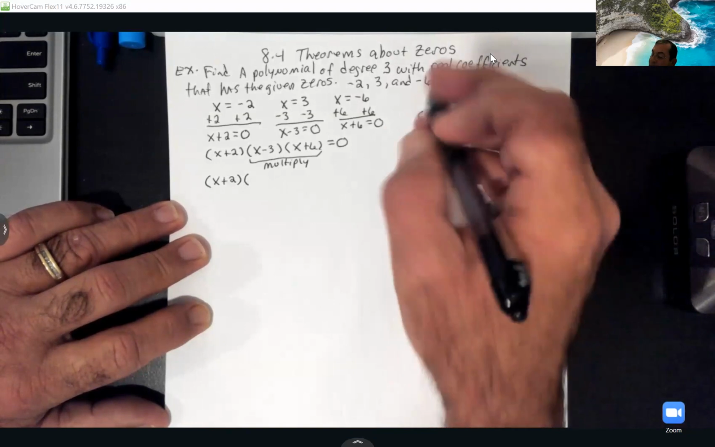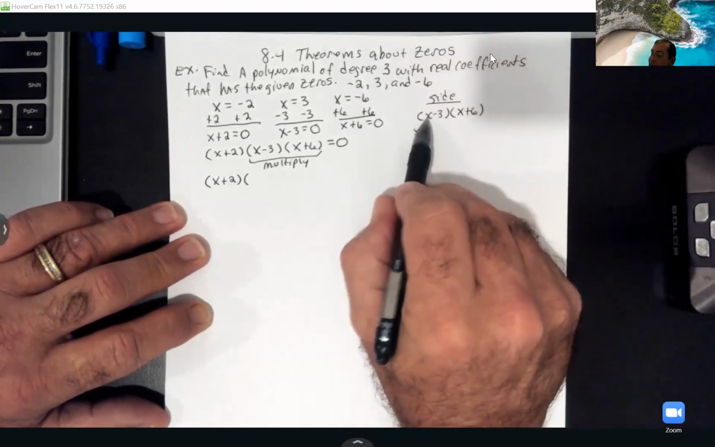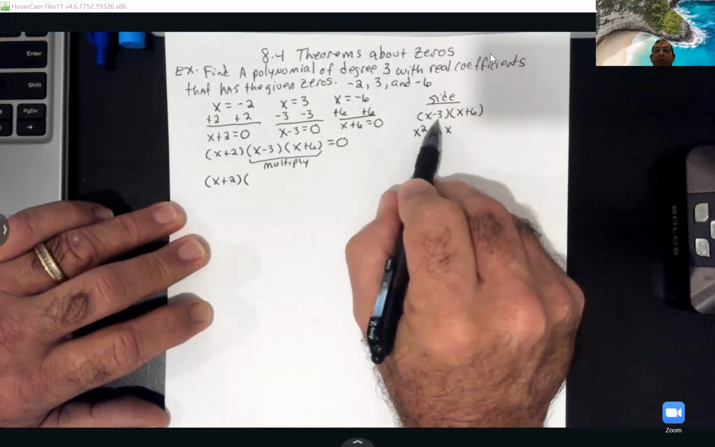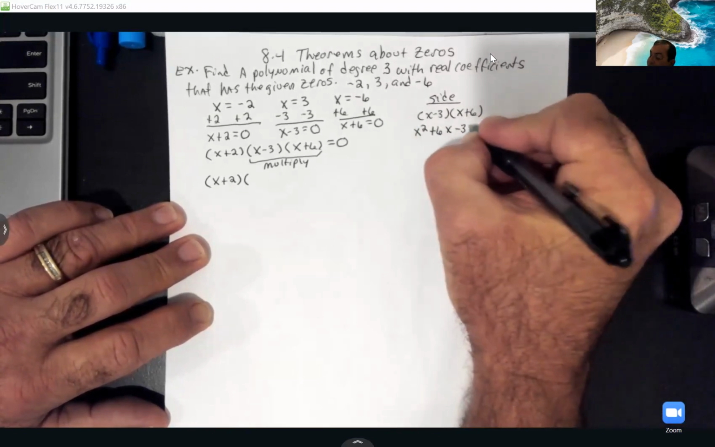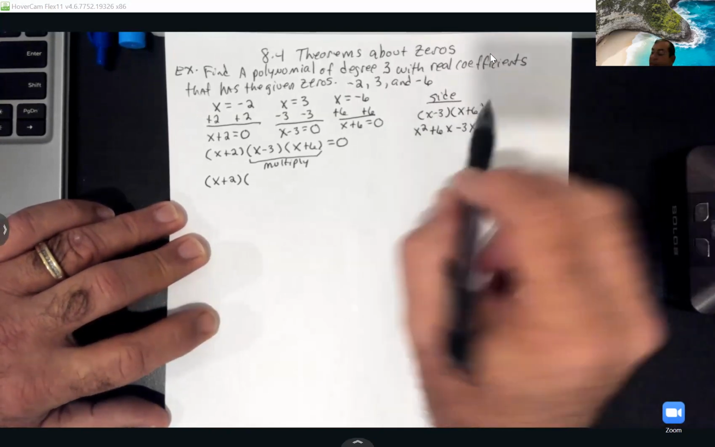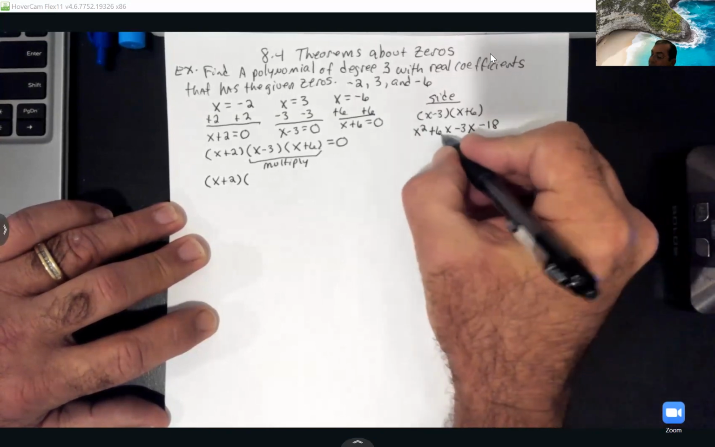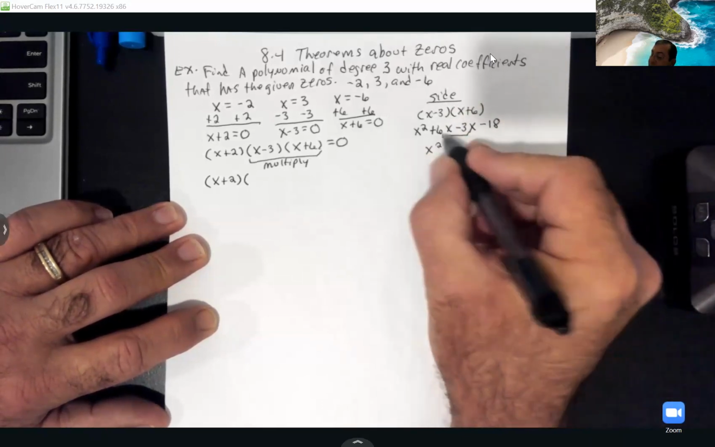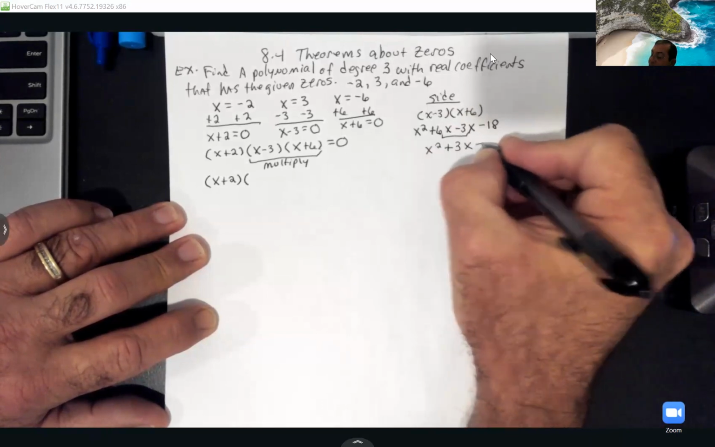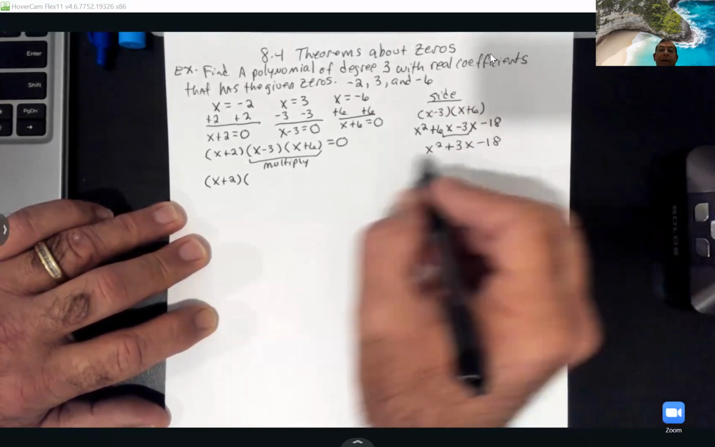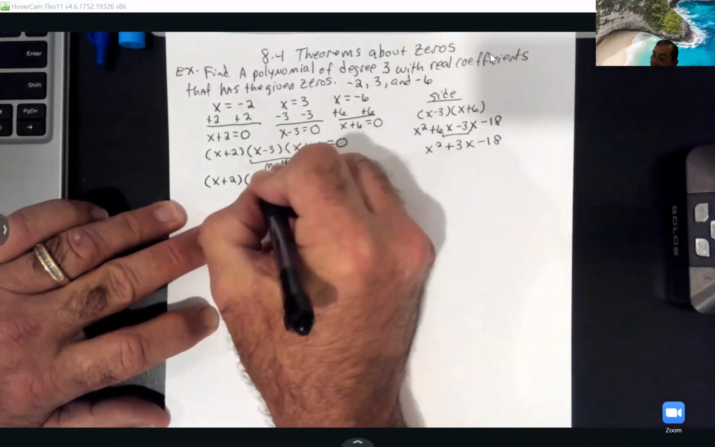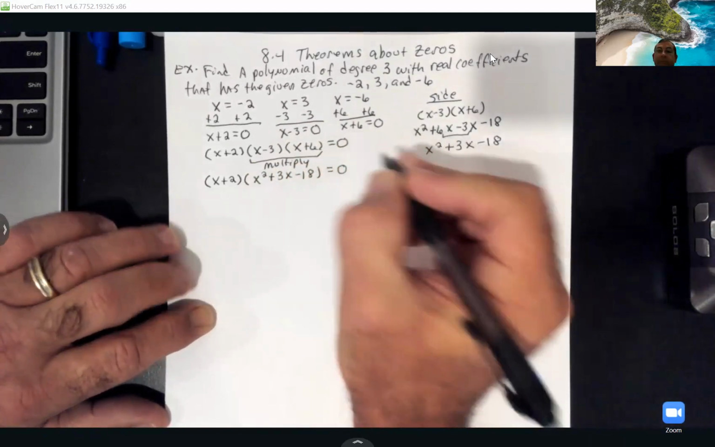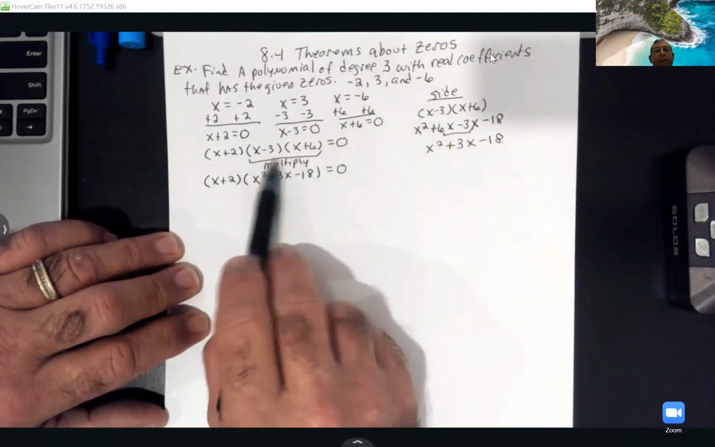So x times x gives us an x squared. x times 6 gives us a 6x. -3 times x is a -3x. And then -3 times 6 is a -18. So then all I have to do is add my like terms in the middle, so that I get an x squared. 6 minus 3 gives me a positive 3x, minus the 18. So I'm now going to put that over here: x squared plus 3x minus 18. All right, so we FOILed the first two.